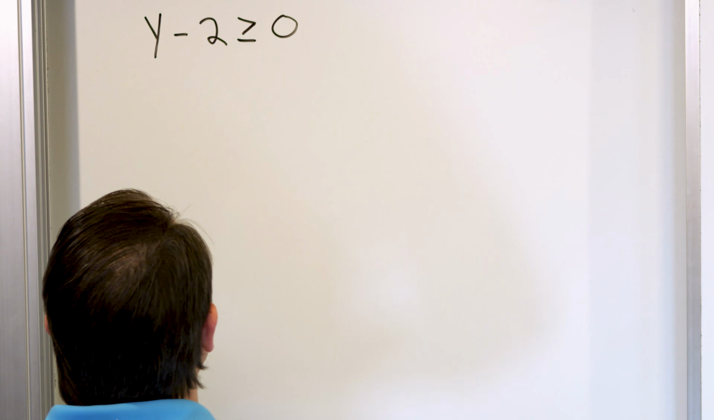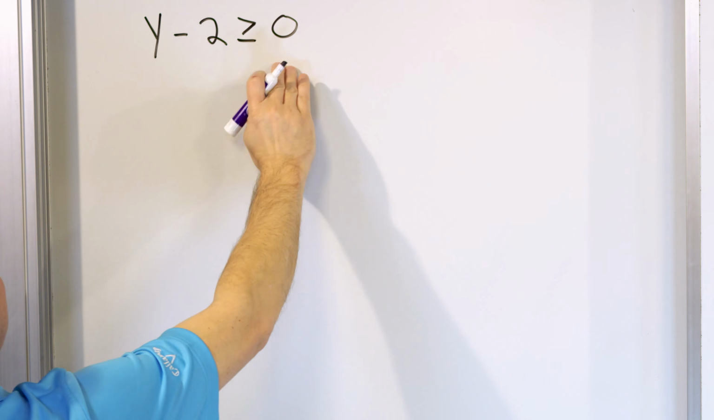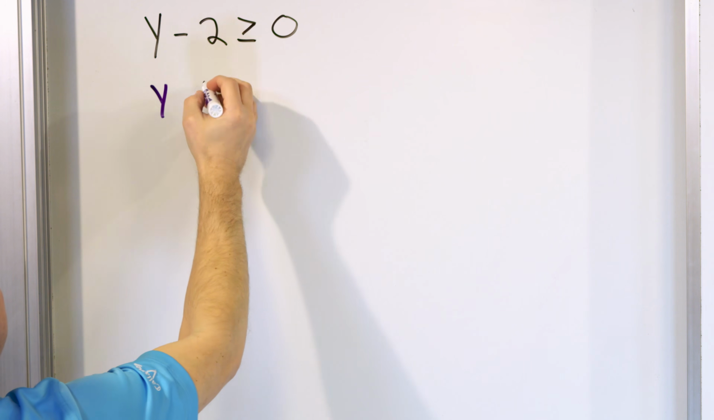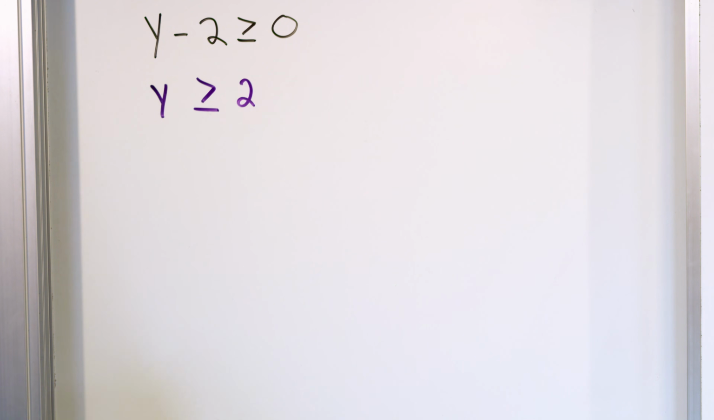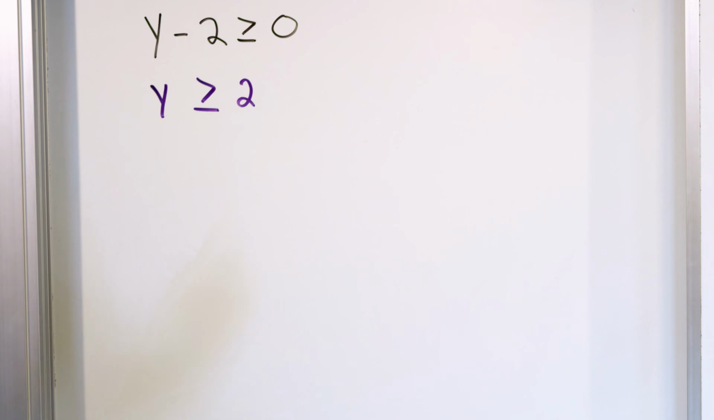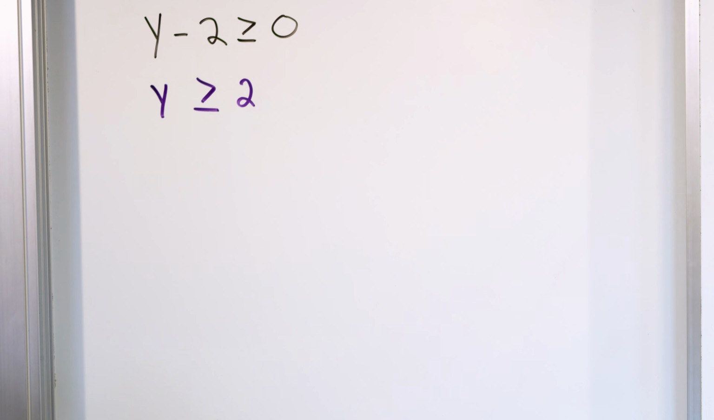So let's go ahead and do that now. We move the 2 over just as we always have the ability to do, by adding 2 to both sides. If we add 2 to the left, it's going to disappear. And on the right-hand side, it would be 0 plus 2, so we'll have y greater than or equal to 2. So these two inequalities are exactly the same thing. This one just has the 2 moved to the right-hand side of the inequality.